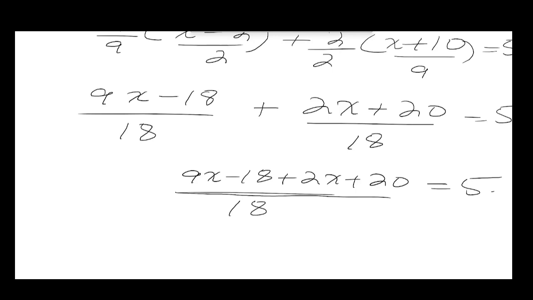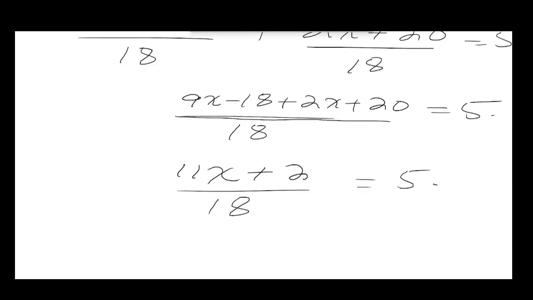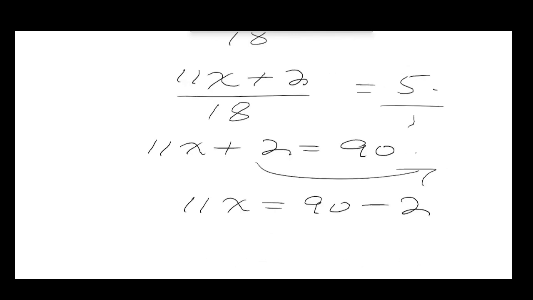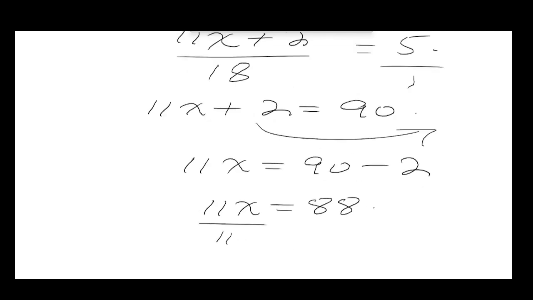So now 9x will be added with 2x, that results in 11x, and negative 18 added with 20, that results in 2. So we can just write 11x plus 2 divided by 18, it is equal to 5. So now the denominator is 1. 11x plus 2 will be equal to 5 into 18, and that is 90. So we can write 90. After that 2 will be gone to the right, so 11x is equal to 90 minus 2, or in short 88. So 11x is equal to 88, and 11 will be divided on both sides.